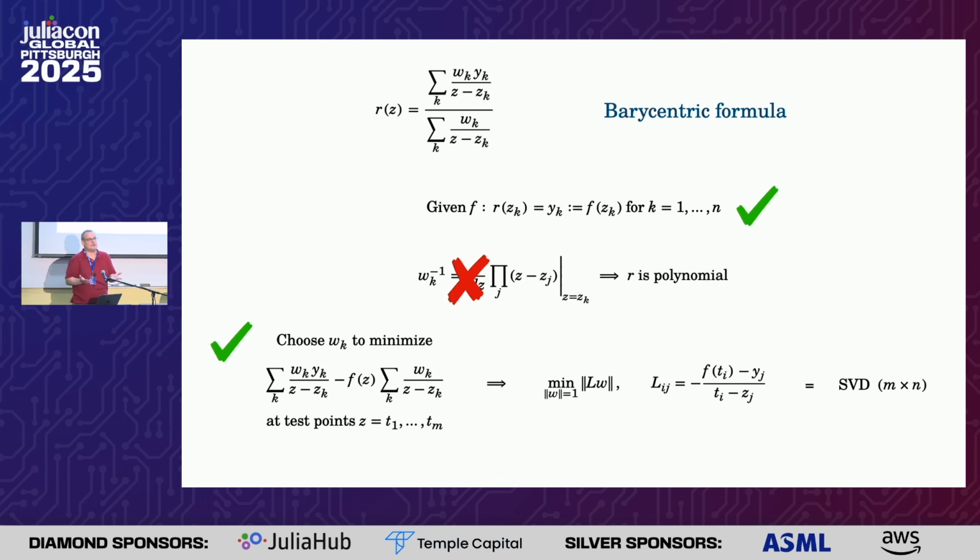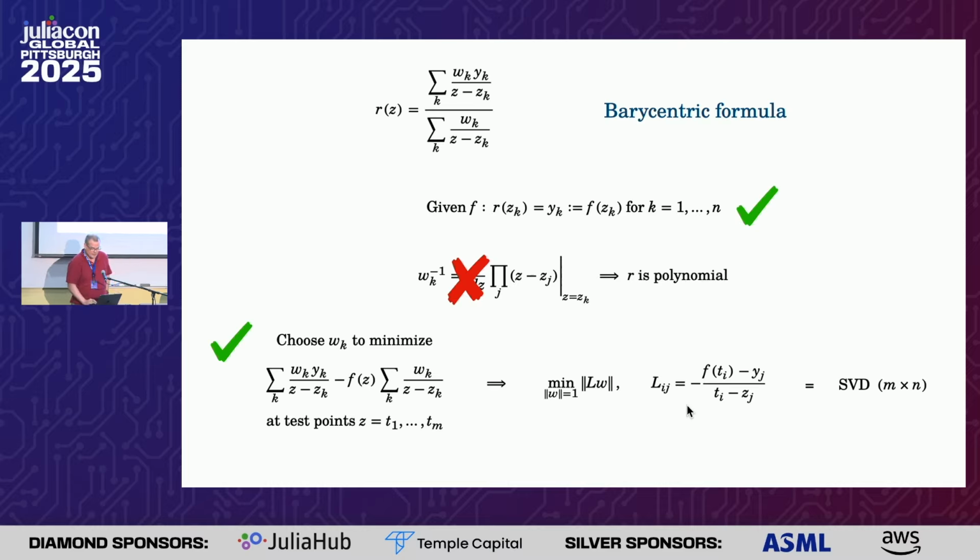If I try to solve that problem directly, it's pretty hard. It's very nonlinear. So what we do is linearize that problem instead by clearing out the denominator. And once you do that, you can pose this problem using linear algebra. This L here is known as a Loewner matrix.